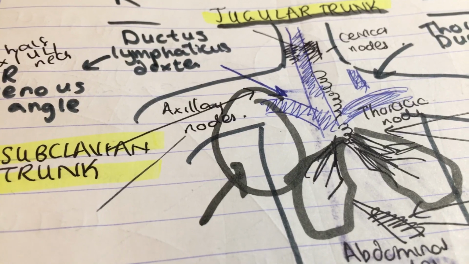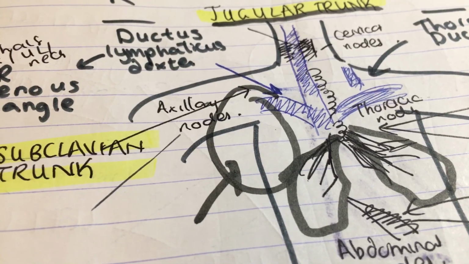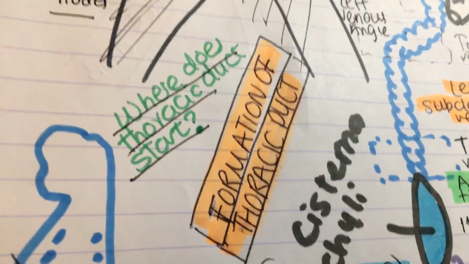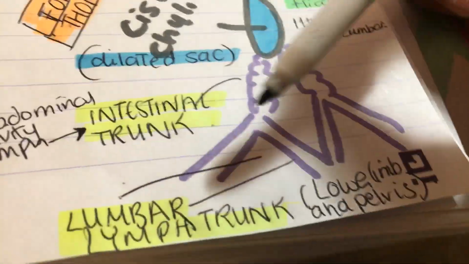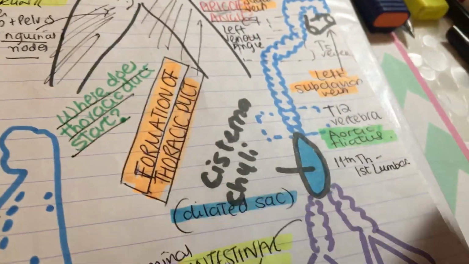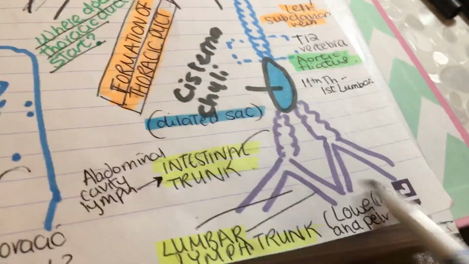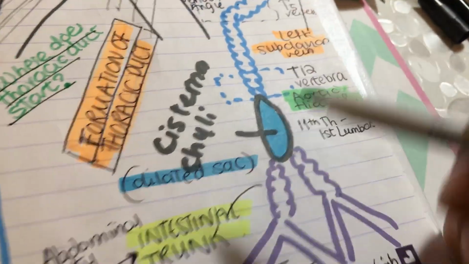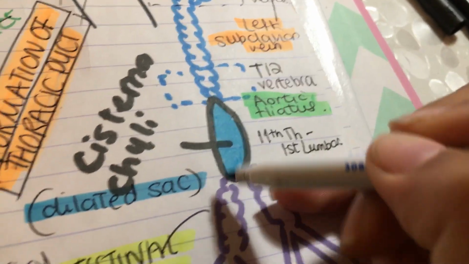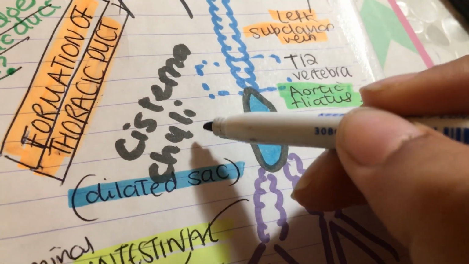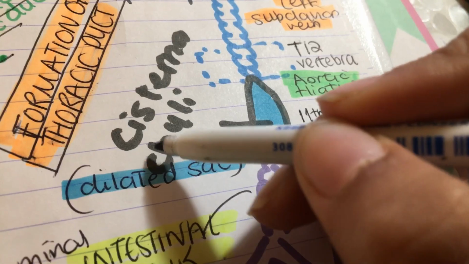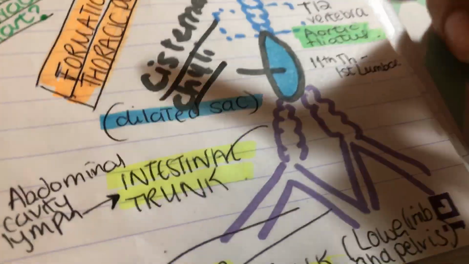Okay, now before I go into the rest of it, let's go back to the thoracic duct and the formation of the thoracic duct. If anybody asks you where the thoracic duct starts, it doesn't start down here near the lumbar lymph trunk. It starts at the T12 vertebra after the cisterna chyli. The C is silent. The cisterna chyli, which is just a dilated sac.